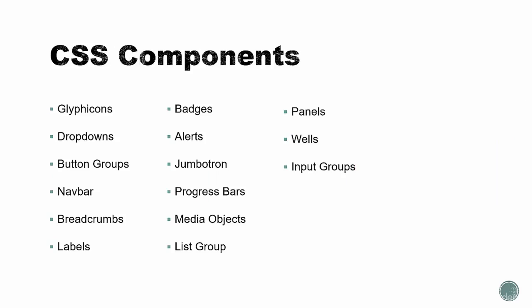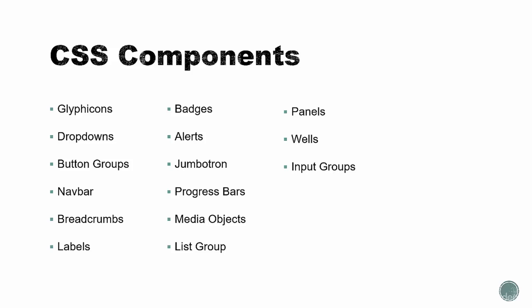Some of the CSS components: there's glyphicons, which are just small icons that you can use. There's certain class names. You can put that in, let's say, a span tag, and that'll give you a certain icon, and you can adjust the size with CSS with the font size. Drop downs, button groups where we can lump buttons together, nav bar, breadcrumbs, labels, badges, alerts with different colors for different situations. For instance, for a warning you might want yellow, or danger, red, things like that.